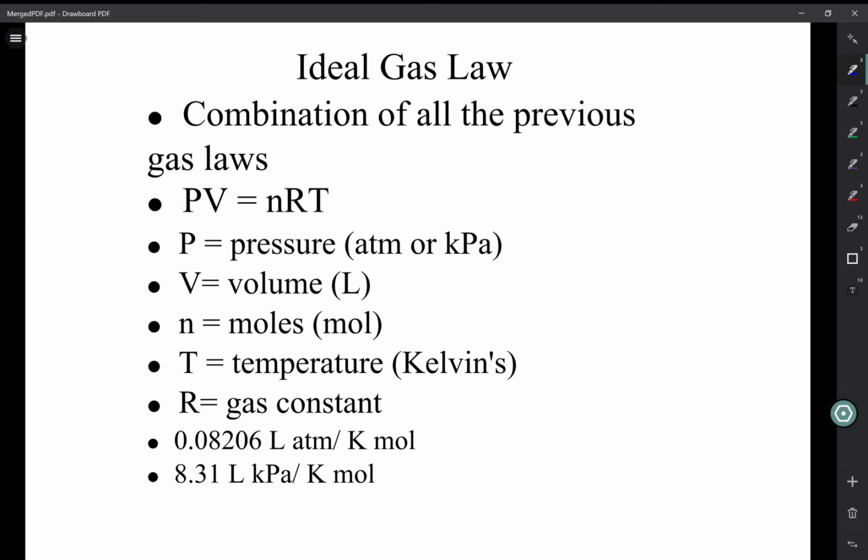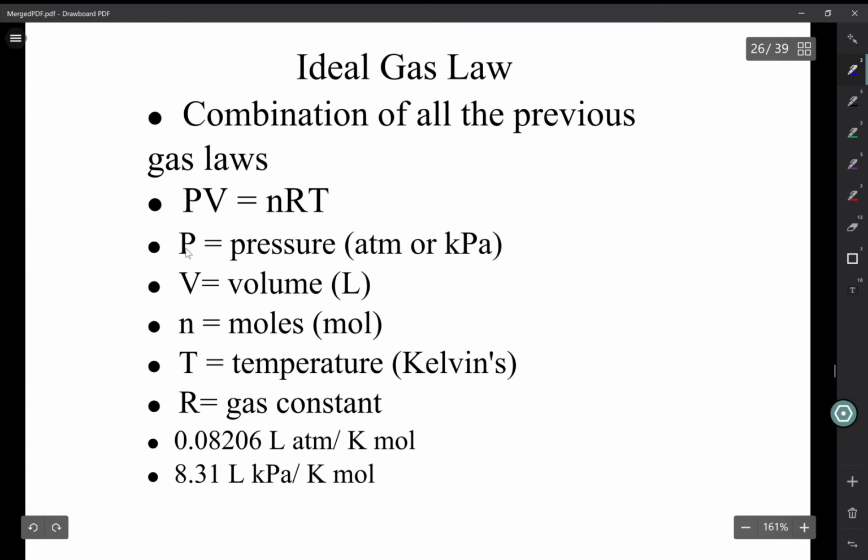All right, so the ideal gas law for gases. Yes, it's a combination of all the previous gas laws. So it takes Boyle's law, Charles' law, Gay-Lussac, Avogadro's, all those equations, and combines them into one big ideal gas law equation. That equation is PV equals nRT.